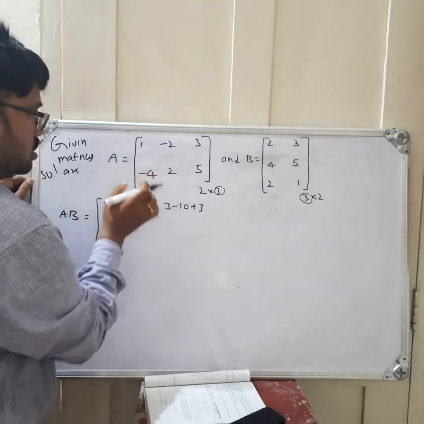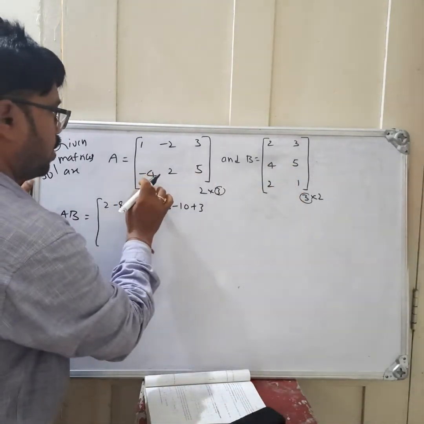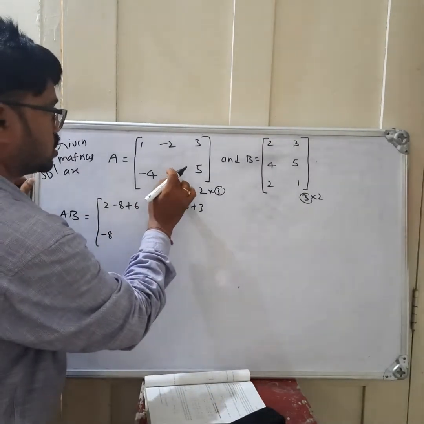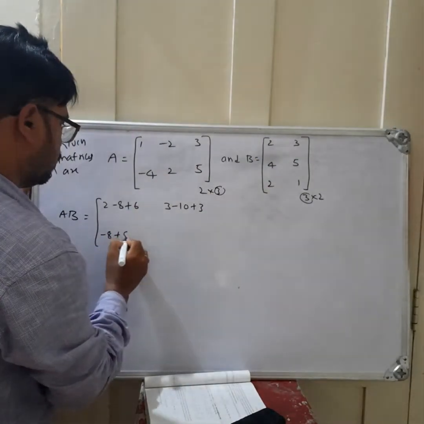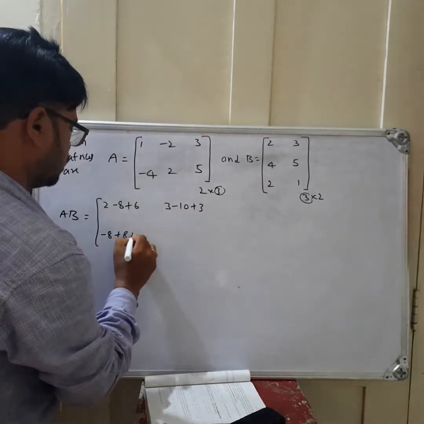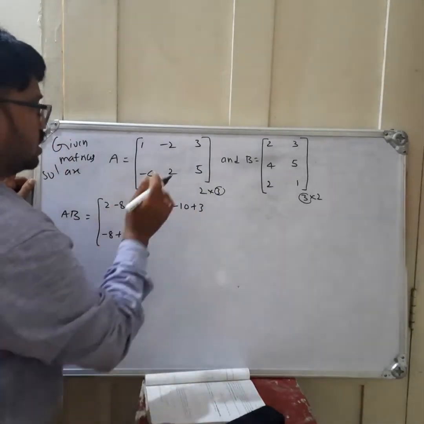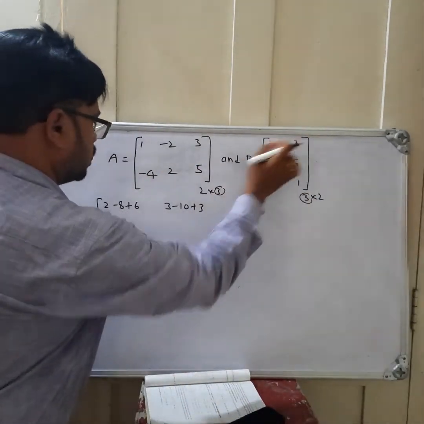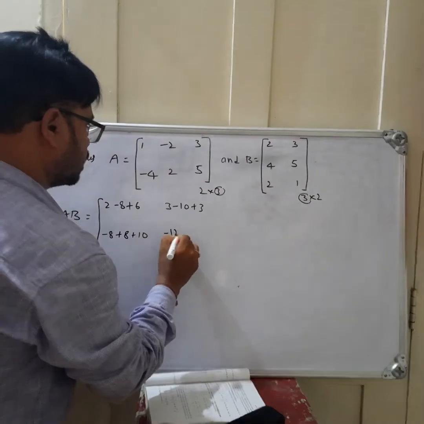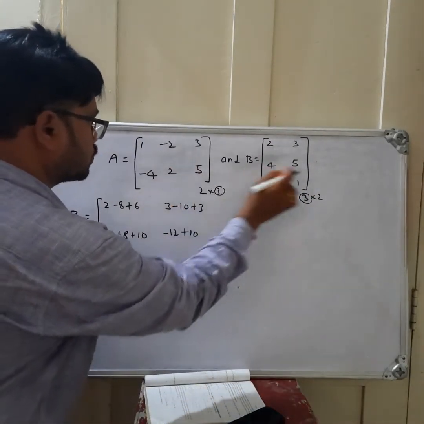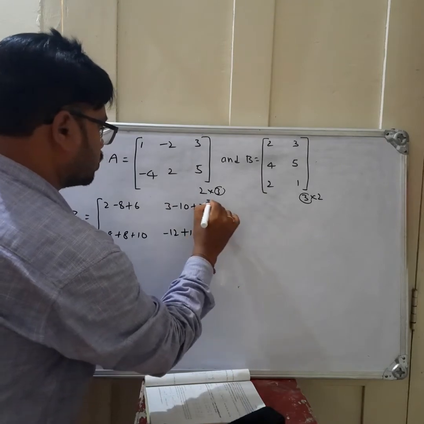Next, the second row, first column: minus 4 into 2, minus 8, plus 2 into 4, plus 8, plus 5 into 2, plus 10. Next, second row and second column: minus 4 into 3, minus 12, plus 2 into 5, plus 10, plus 5 into 1, plus 5.